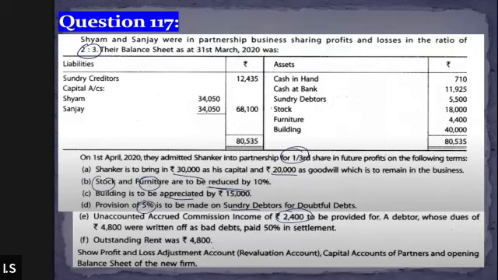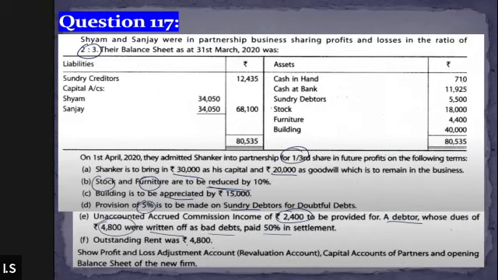Now, question says that a debtor whose dues 4,800 were written off as bad debt paid 50% in settlement. So there was one of the debtor who did not pay 4,800 earlier, and we have written it off considering it as a bad debt. But now he is paying 50% of the amount due. That means we are recovering 50% of the bad debt, right? So amount that you are recovering, bad debt that you are recovering, is an income. And whenever there is an increase in the income, that will be recorded on the credit side of the revaluation account.